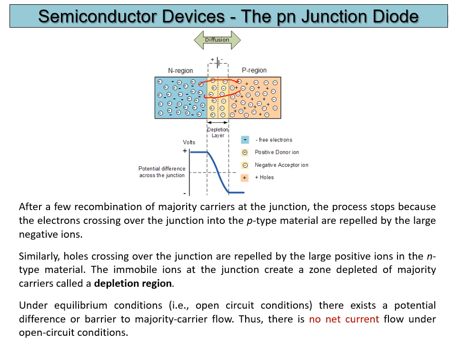So the immobile ions at the junction create a zone, and this zone is called the depletion region. Under equilibrium condition, there is a potential difference or barrier to majority carrier flow. Thus, there is no net current flow under open circuit condition.